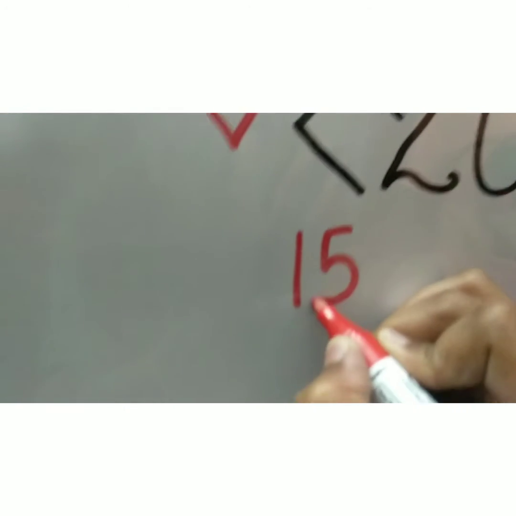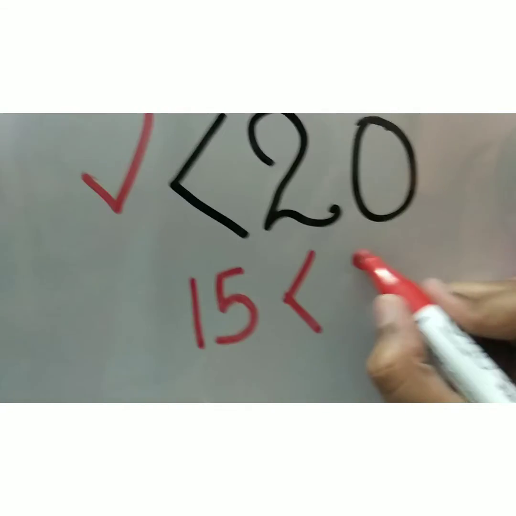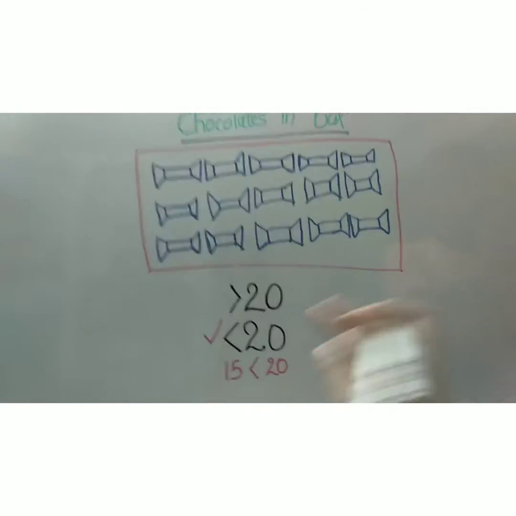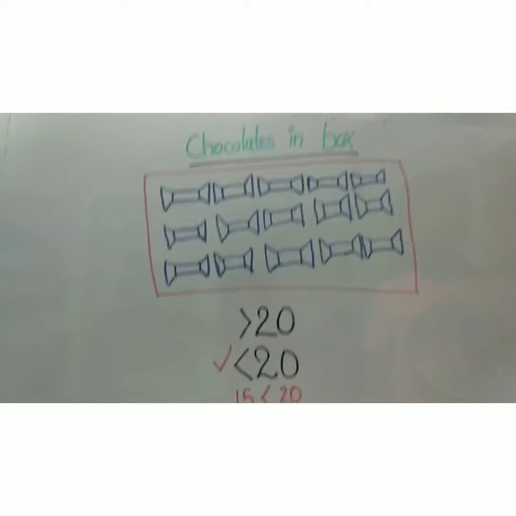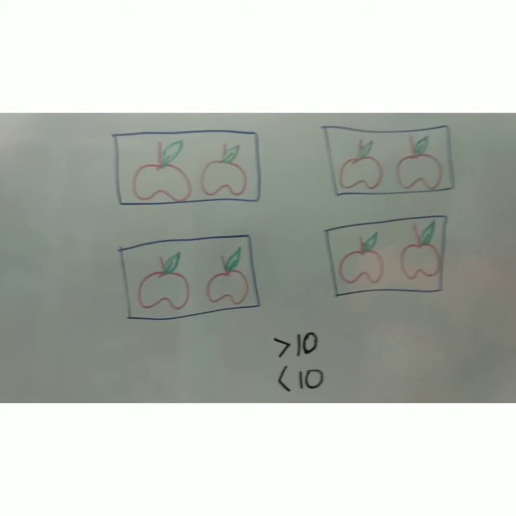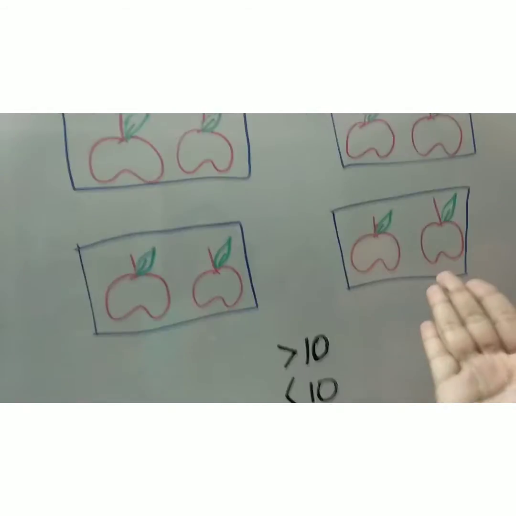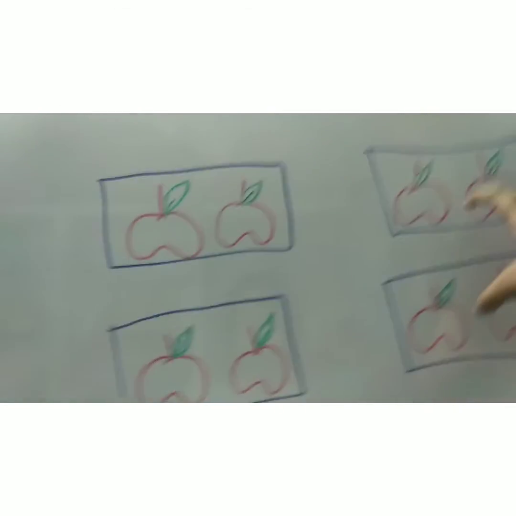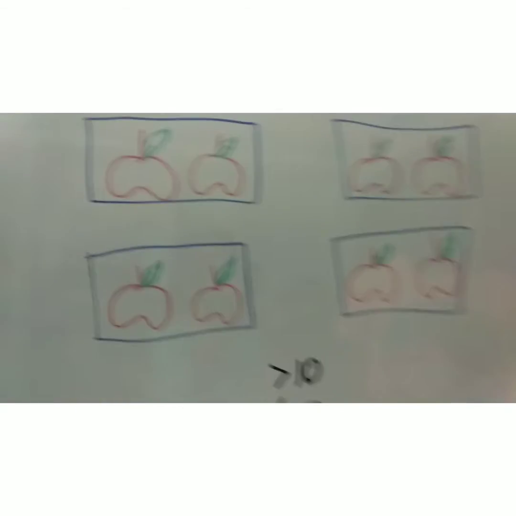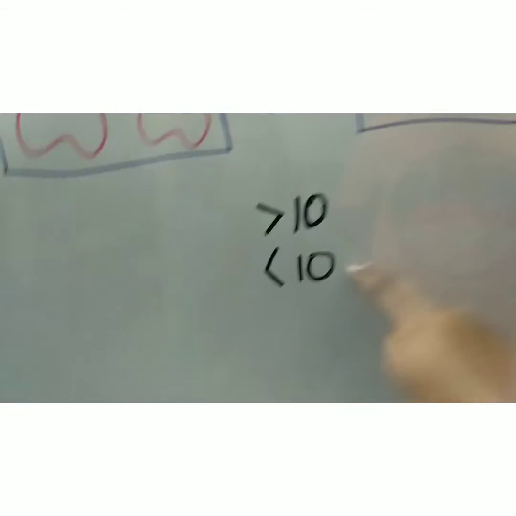1, 5, 2, 0. 15 is less than 20. So students, let's solve this problem. In this board, there are some apples. Now, these apples are arranged in pairs. Let us find out whether total number of apples is more than 10 or less than 10.